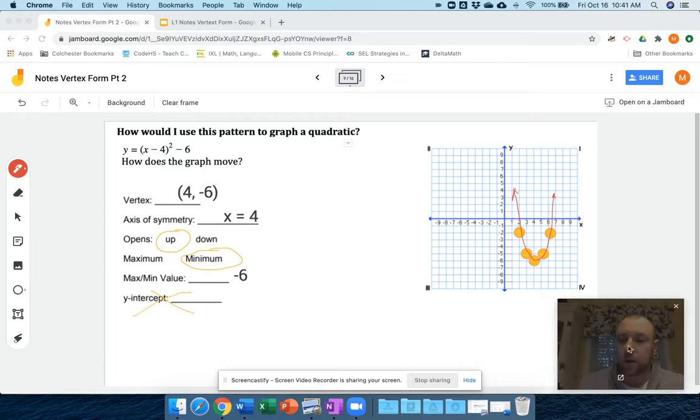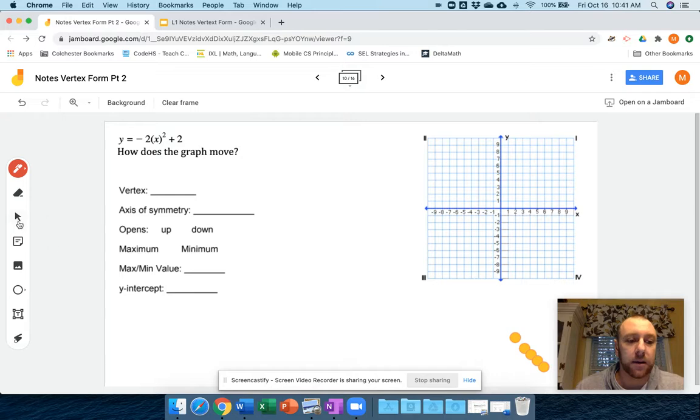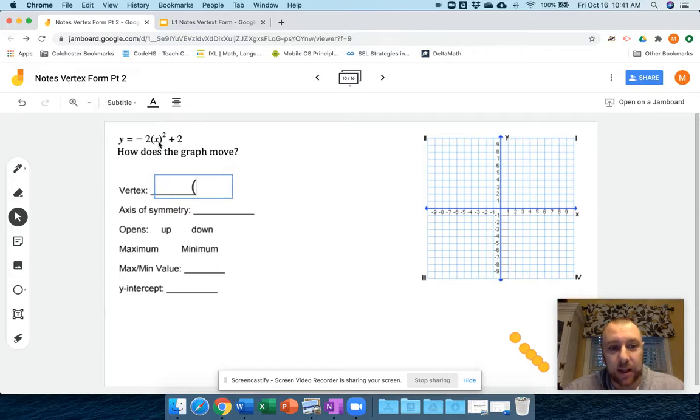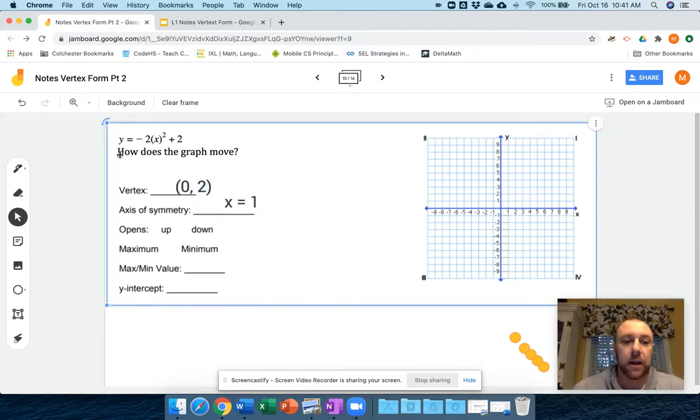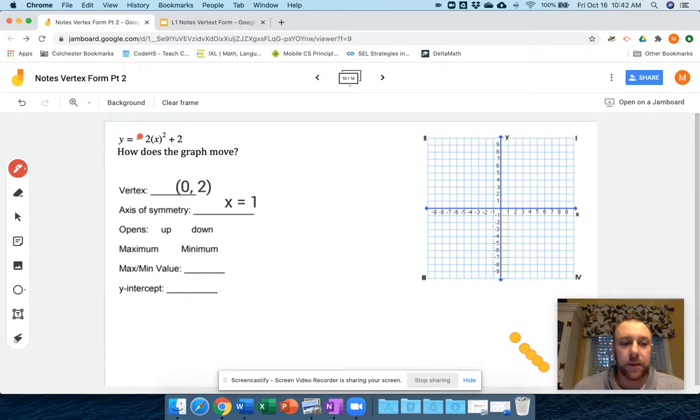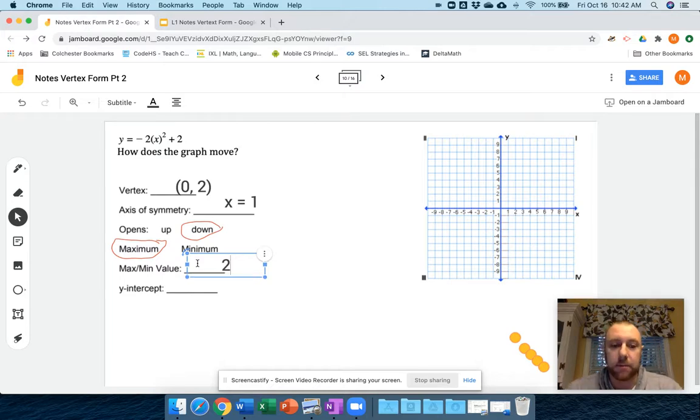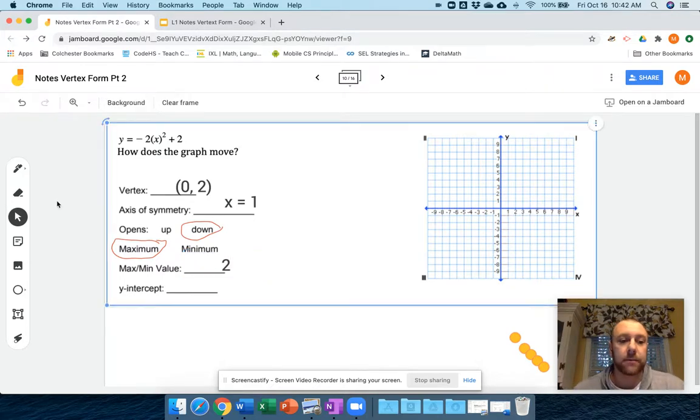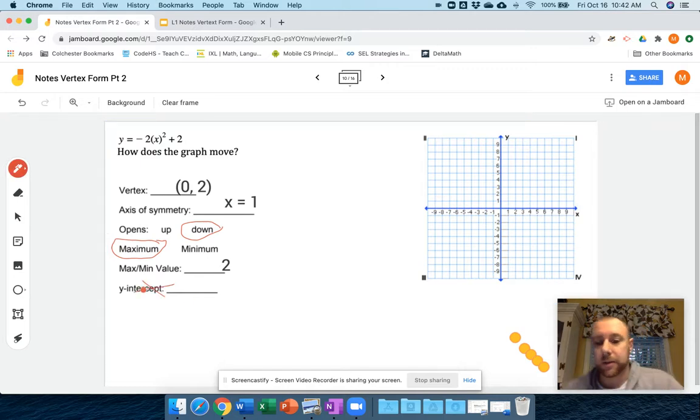Okay, so another example of this. Again, vertex. This was a trick question, because there's nothing in these parentheses, so it's 0, 2. My axis of symmetry is x equals 1. Because this is negative, now it's going to open down. It's going to have a maximum. That maximum point is going to be 2. And again, I'm going to just cross out this y-intercept.